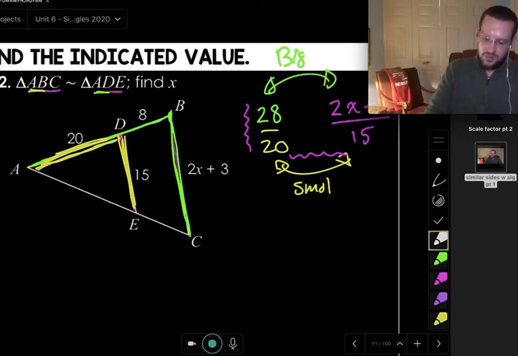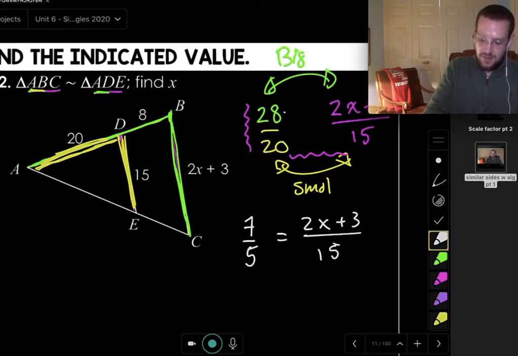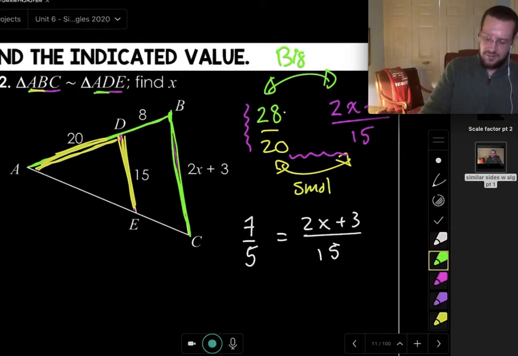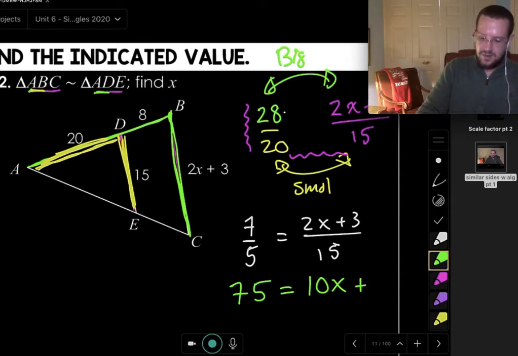So let's do some solving. Well, this is actually 7 over 5. We saw this one before. 7 over 5. So I'm going to use the smaller numbers because I can math. Let's see. 15 times 7 is 105. 2x times 5 is 10x. 5 times 15, 5 times 3 is 15. And yeah, so, oh, perfect.